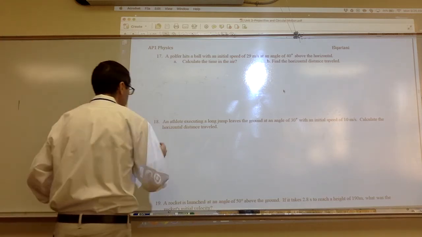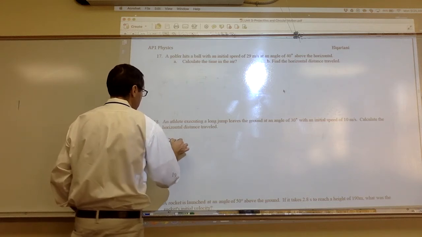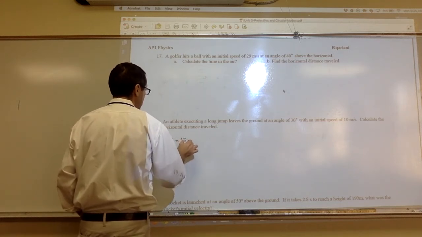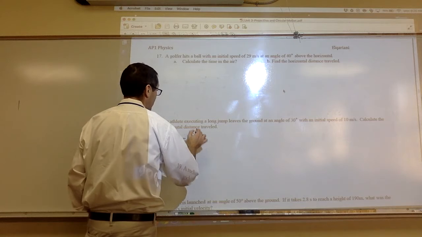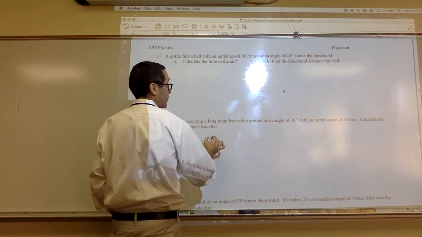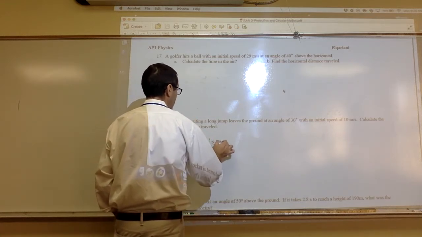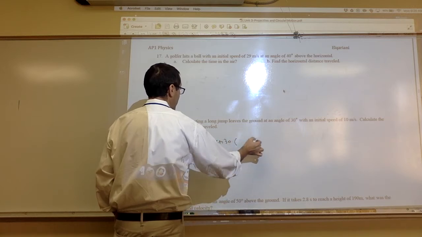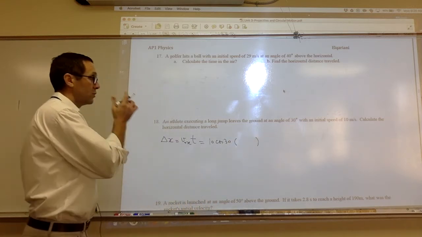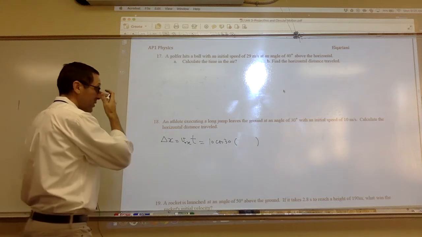Okay. So I'm looking for delta x. Now that's going to be v0 in the x direction times time in the air. So that's going to be 10 cosine of 30. Now I don't know the time that it stays in the air. So I have to rely on the y direction.